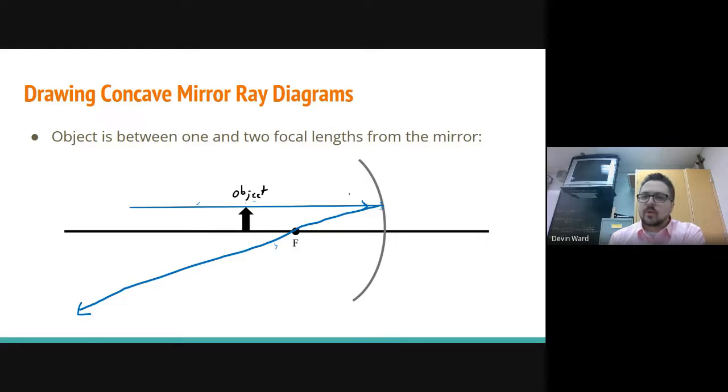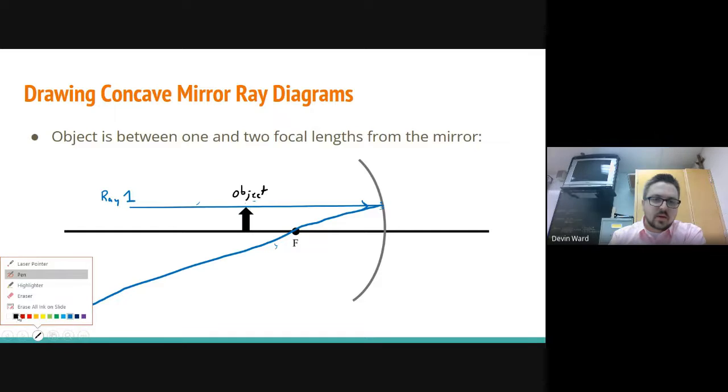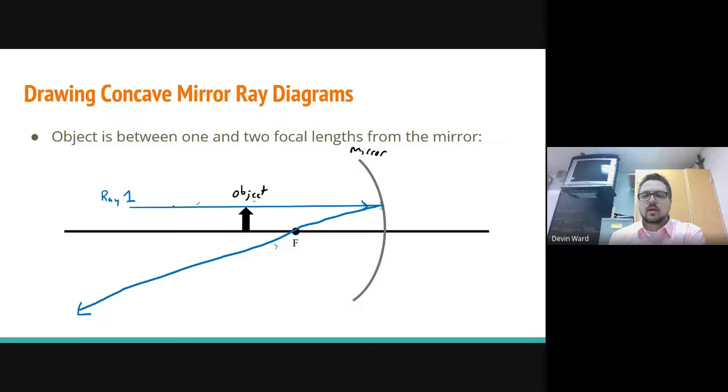Okay, so remember, this bit here in the gray is our mirror. This is ray 1. Okay, so here is our mirror, and that's our focal point. So the first ray goes parallel to the principal axis here. Principal axis. Bounces off the mirror and gets reflected through the focal point and goes on forever.